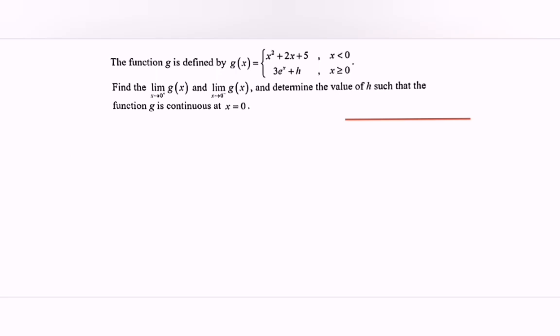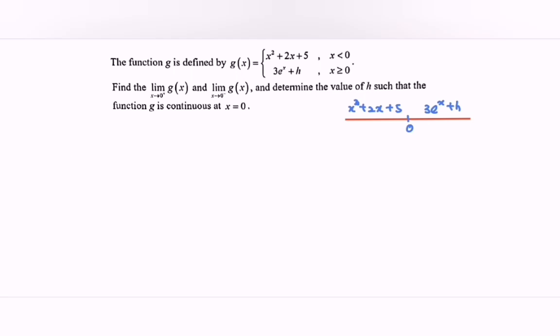Hello everyone, in this video I'm going to discuss the example for limits and continuity. The function g is defined by g(x), where we have to illustrate the situation on the real number line. For x less than 0, on the left hand side, we have x squared plus 2x plus 5. Continuing, for x greater than or equal to 0, we have 3 multiplied with the exponent x plus h.